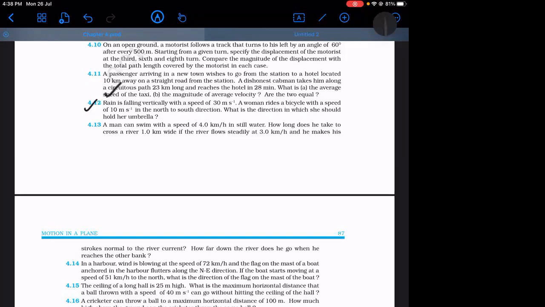Do this. Rain is falling vertically with a speed of 30 meters per second. A woman rides a bicycle with a speed of 10 meters per second in the north to south direction. What is the direction in which she should hold her umbrella?